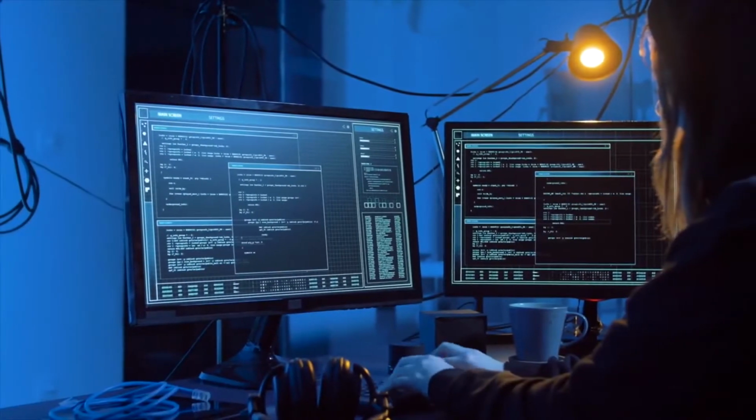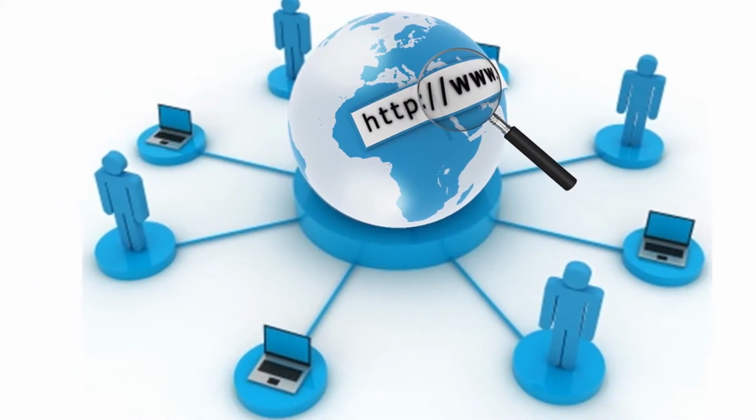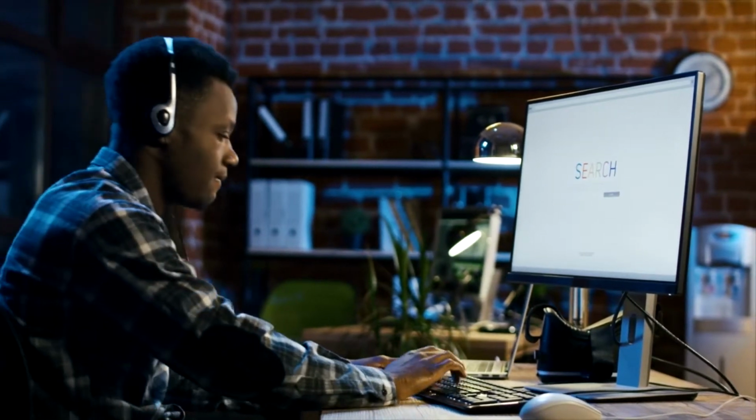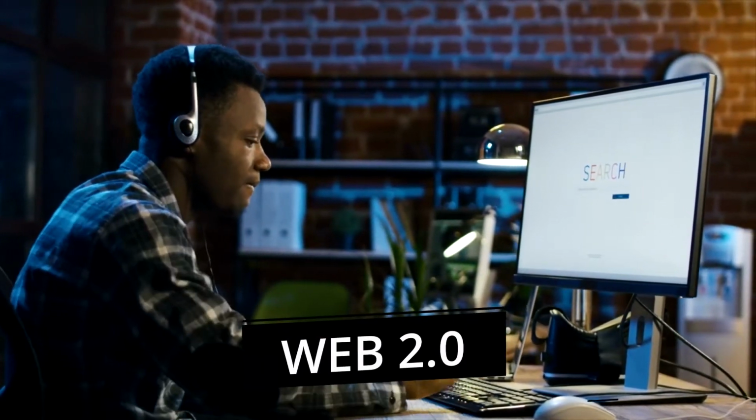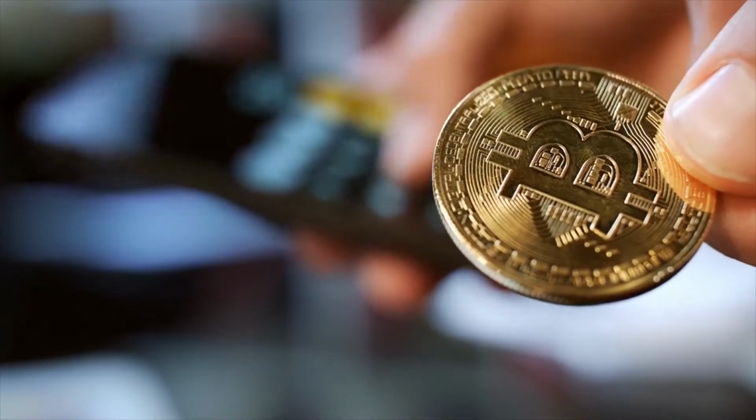The internet has gone through a lot of iterations from when the World Wide Web was first launched. We are currently in the second generation of the internet, called Web 2.0. How will blockchain affect Web 3.0?